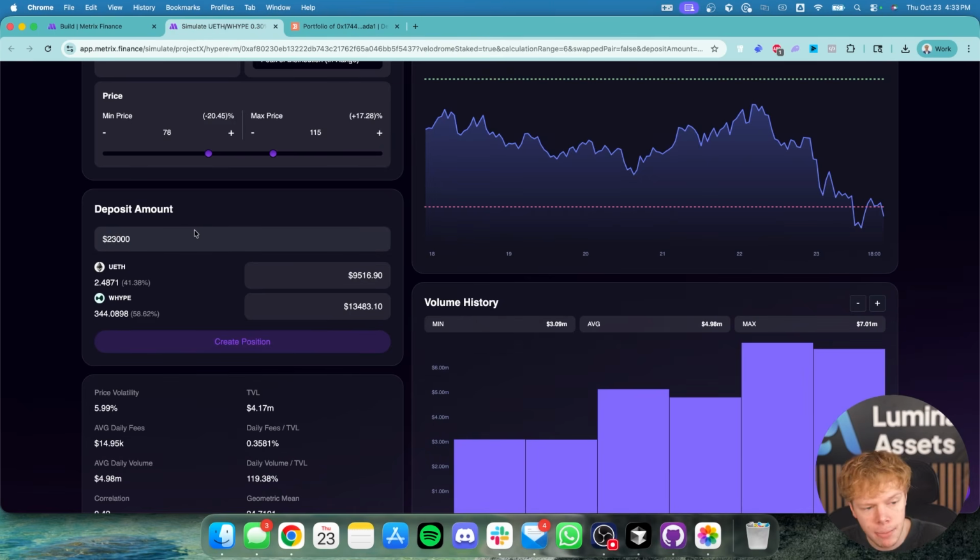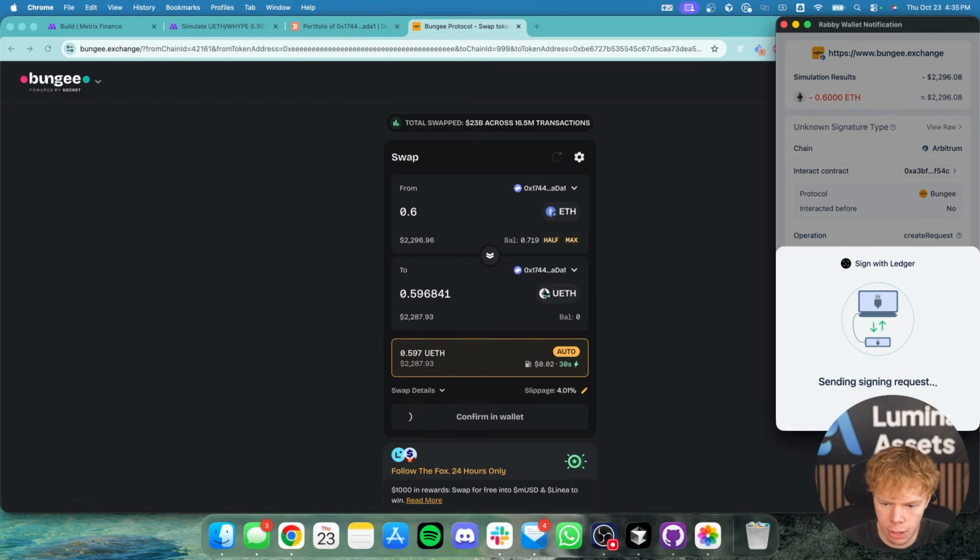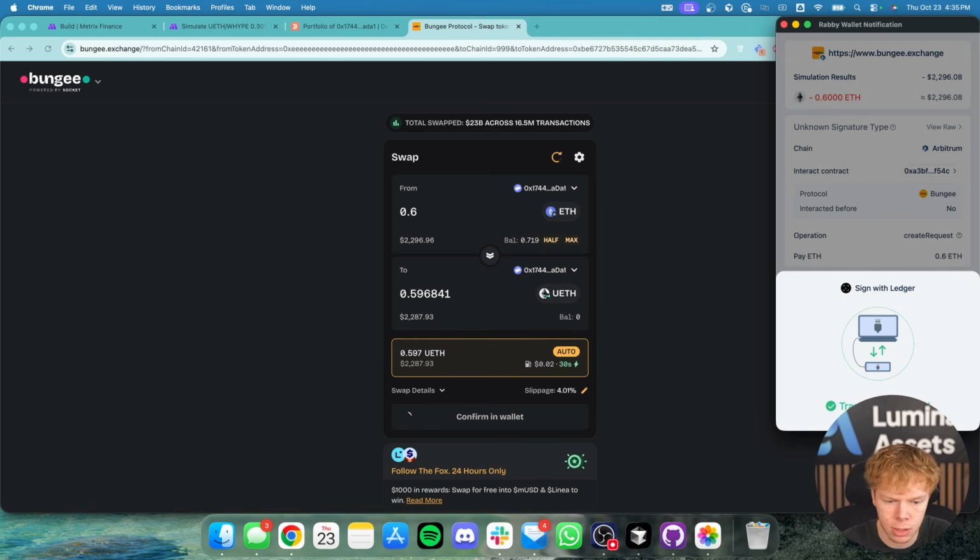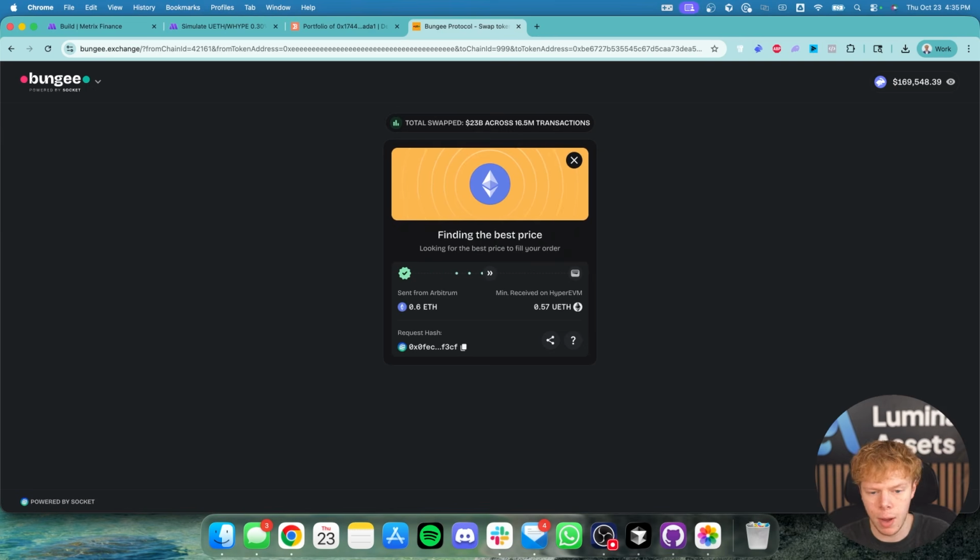So now I'm minimizing the amount of Hype that I have to sell for ETH, but rather just bringing in some ETH. So I'm going to go ahead and execute on this bridge, just simply execute on the transaction and then accept it on my Ledger device because I use a Ledger wallet. And then it's going to go ahead and swap that over to the Hyper EVM network, UETH. Just like that, it is swapped in 18 seconds.